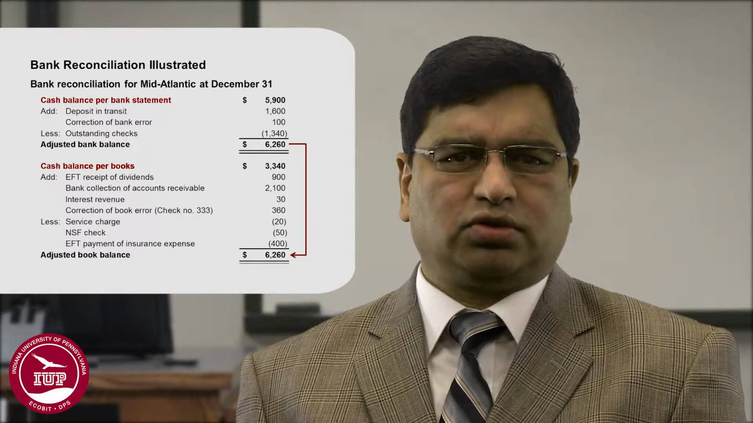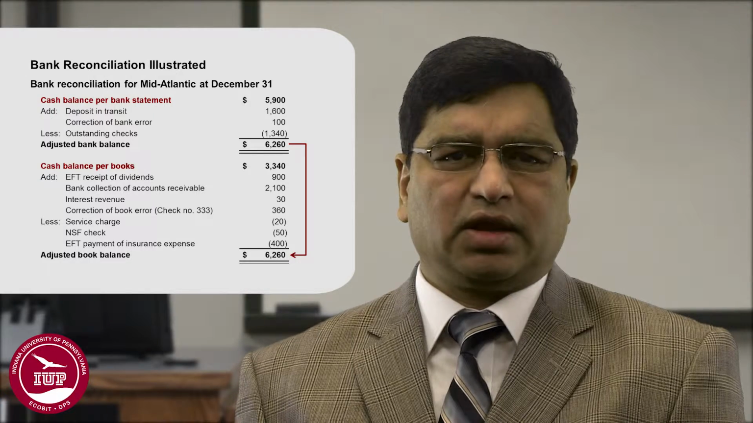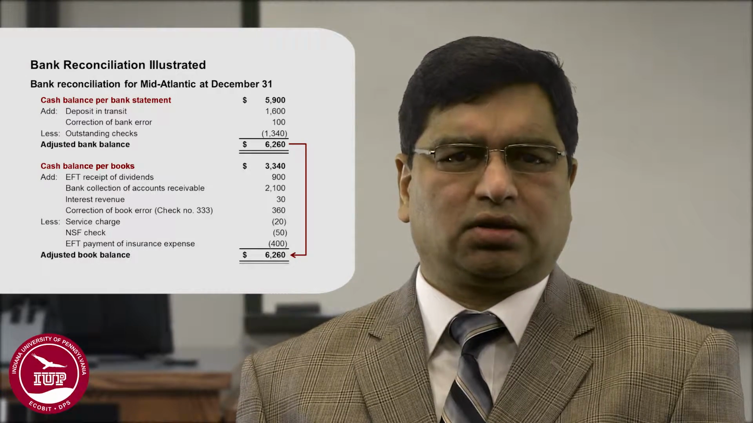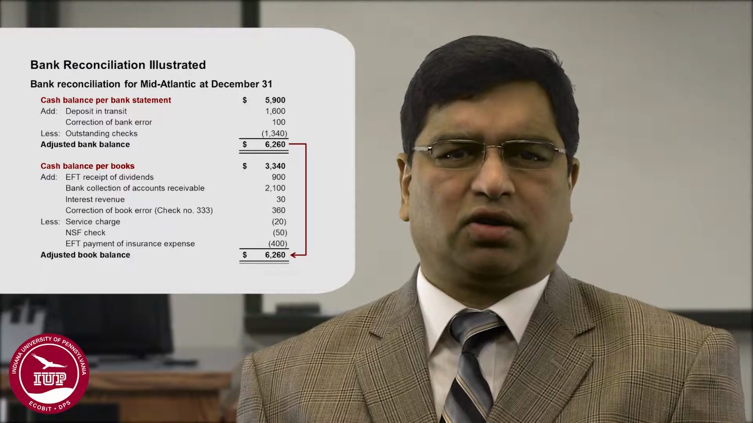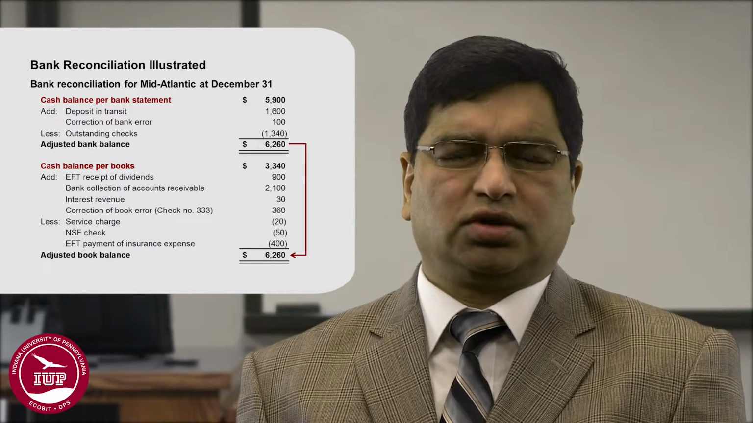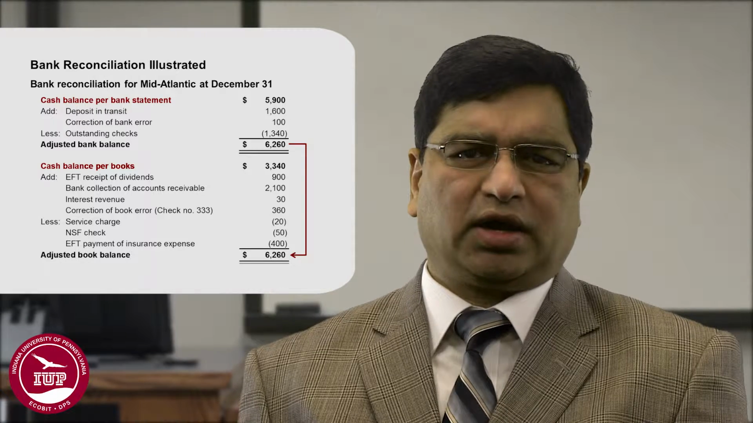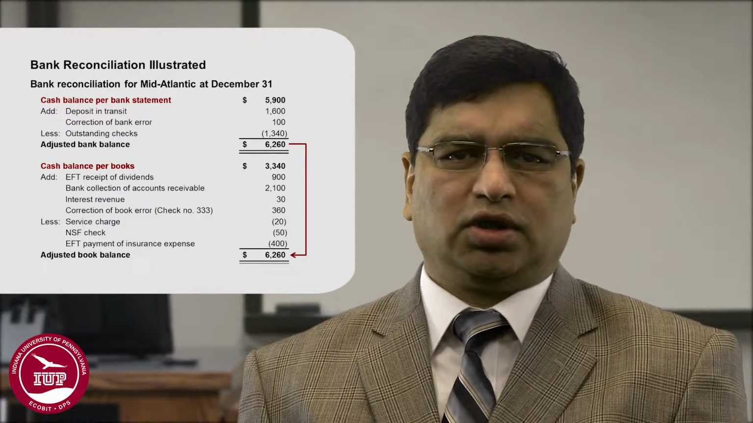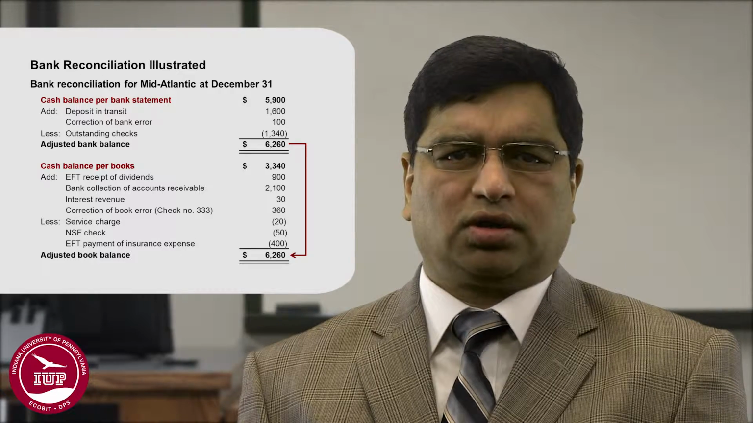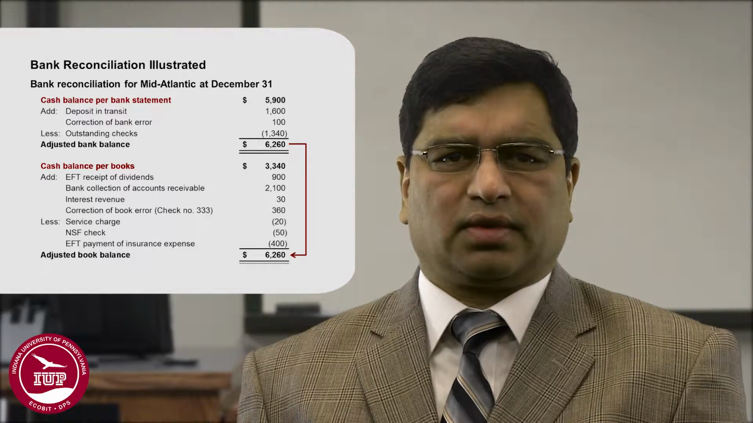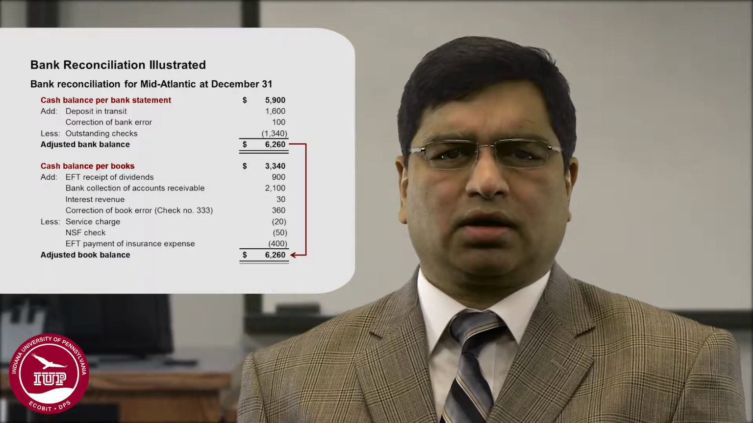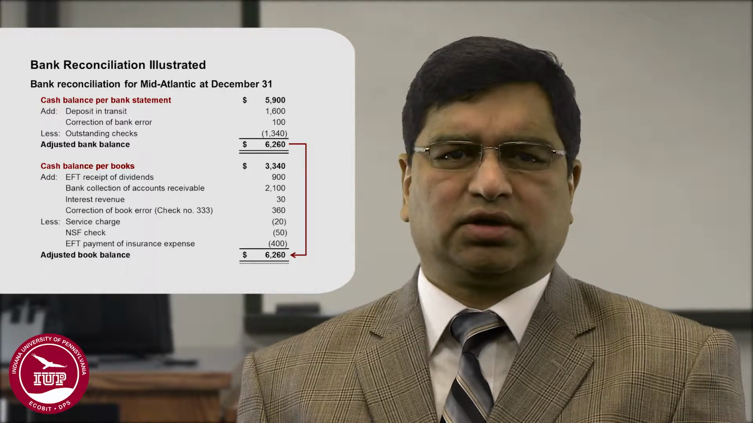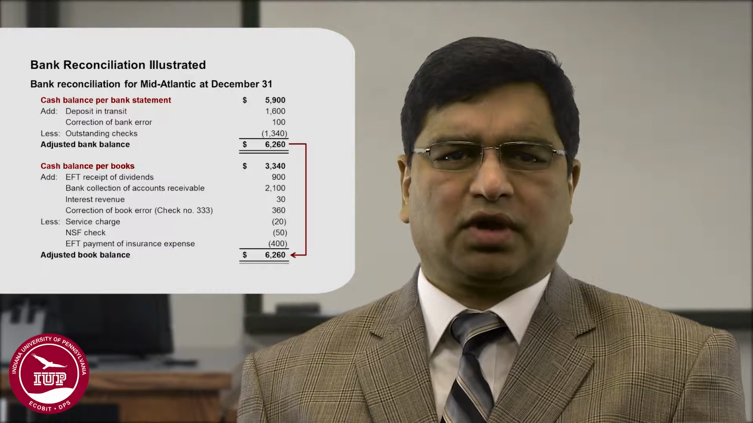Look at item number 2 that shows you the bank error. The bank has deducted $100 for a check written by another company. Add $100 to the bank balance. So in this case, the bank has deducted $100, and you need to record that back. So you added that back so that your balance is as per the bank account.